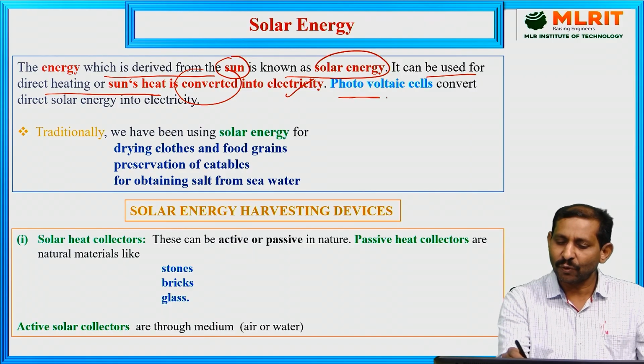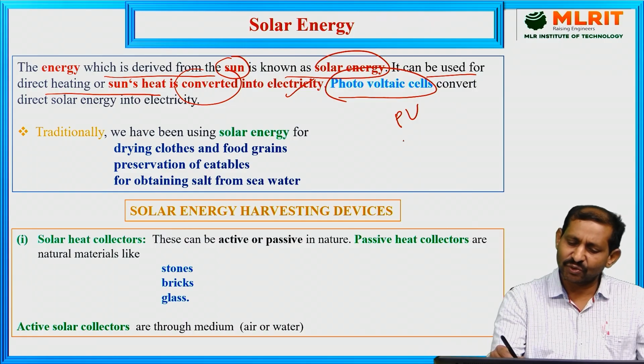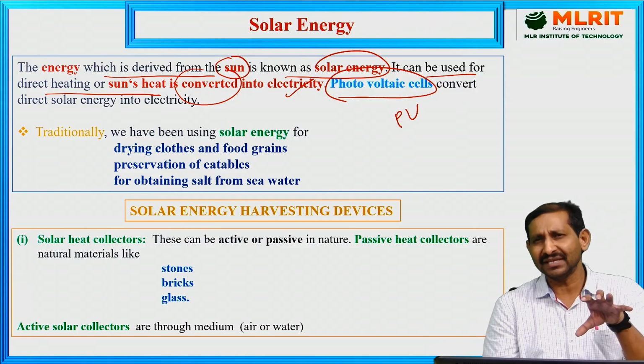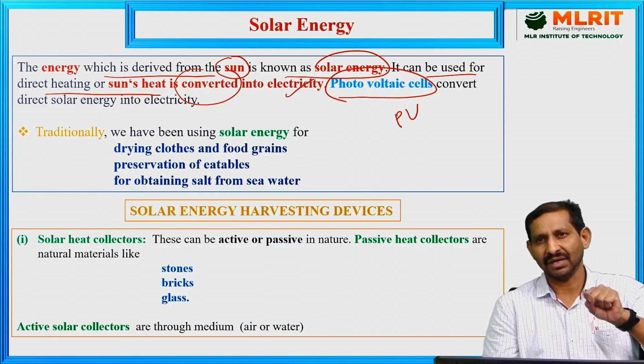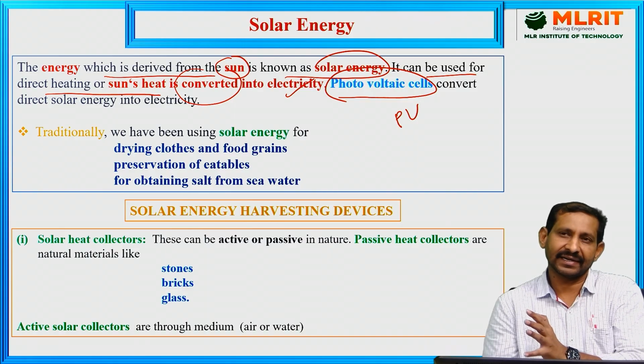So here we have photovoltaic cells, or PV cells. These convert solar energy into electricity. In this solar energy conversion, photovoltaic cells are used for the conversion of solar energy into electrical energy.